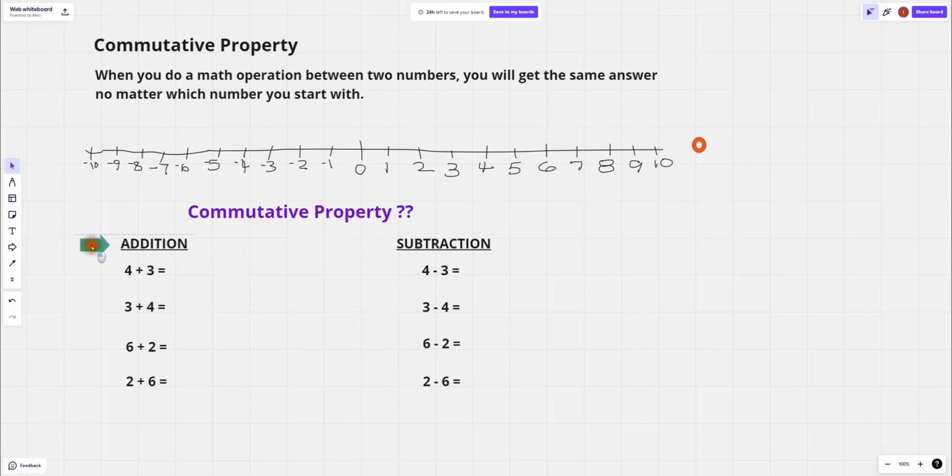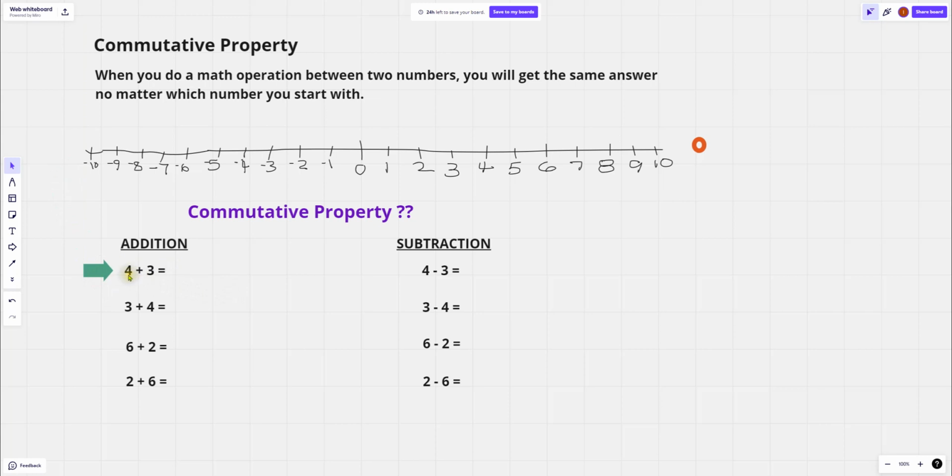So we are going to start with addition. Does it matter which number I start with when I add? Will I get the same answer? If I get the same answer, no matter which way the numbers add, then the commutative property is true for addition. If I don't get the same number when I add two numbers, then the commutative property does not work for addition. So we're going to use our trusty number line here to find out whether this is true for addition and subtraction. So let's start with addition.